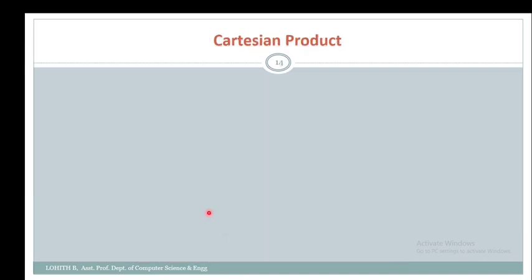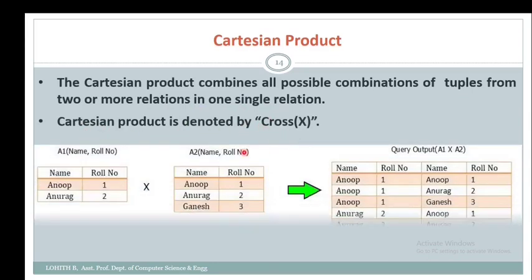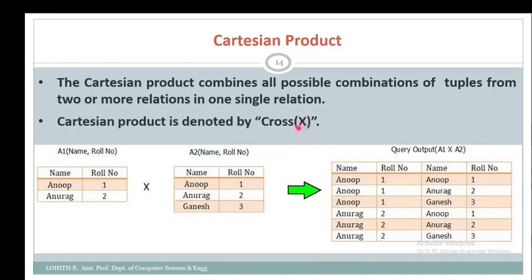Let us understand the Cartesian product. The Cartesian product combines all possible combinations of tuples from two or more relations into one single relation. The Cartesian product is denoted by cross X. This X is the notation for the Cartesian product. And you can see an example here.